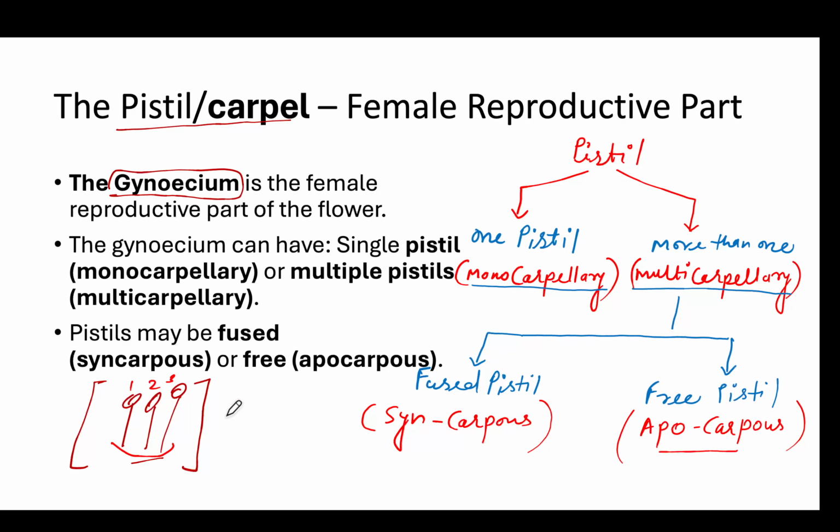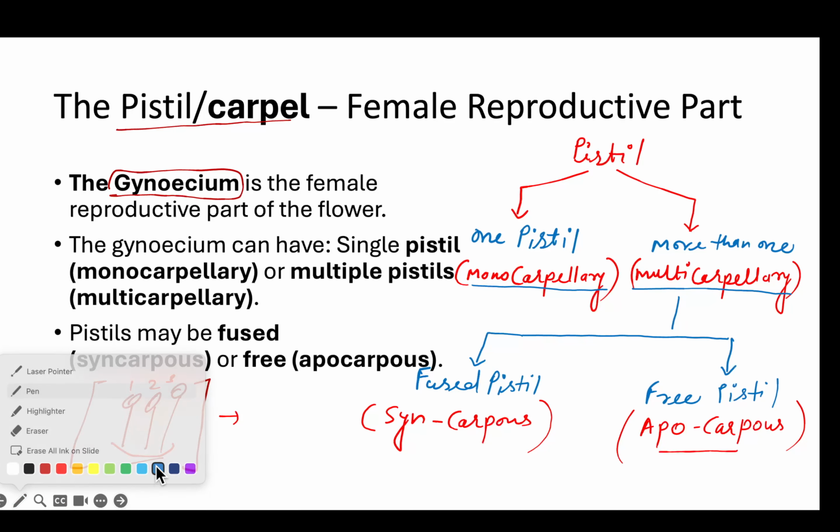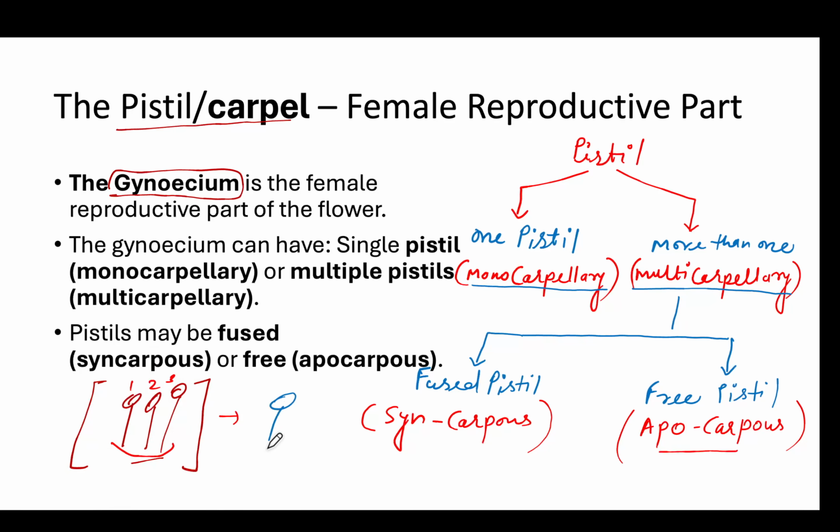Now just imagine another situation. If all these pistils are not free but are fused together with each other, in this situation this type of carpel is known as syncarpous. So clear? Let's revise it one more time.